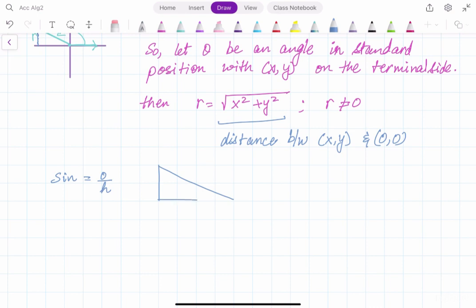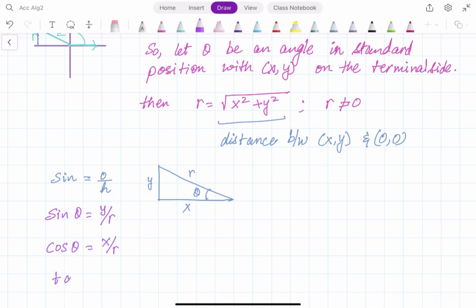Sine is nothing but opposite over hypotenuse, right? So if I construct a rough triangle with theta as one of the acute angles in that triangle, then r is nothing but the hypotenuse. Then we have the y-axis and the x-axis. So sine theta is y over r, because opposite over hypotenuse, and cos is x over r.